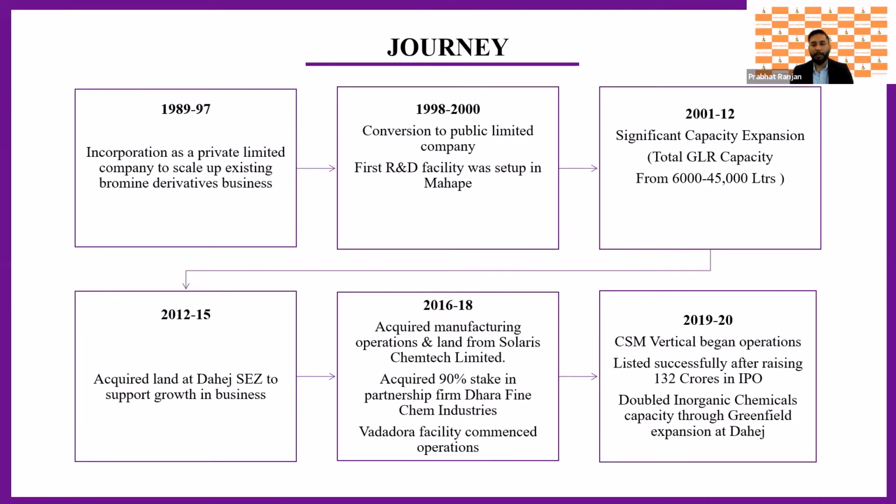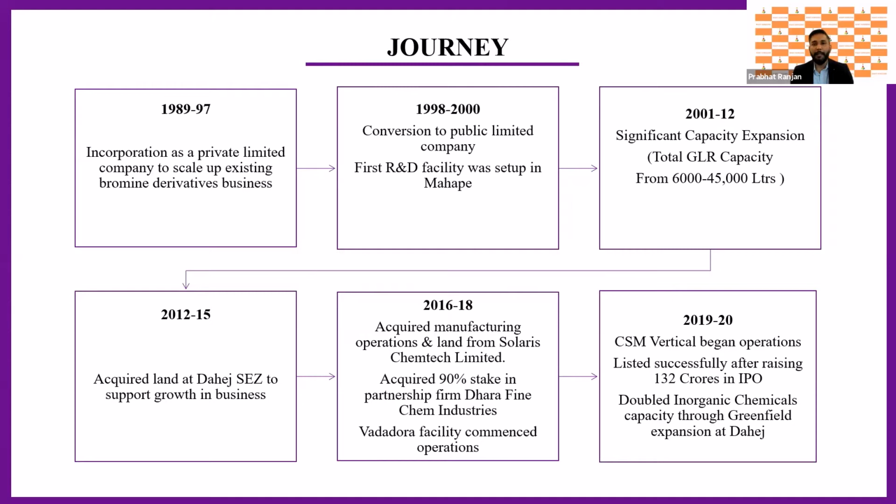Then between 2001 and 2012, because of all the importance the company put on the R&D side, a lot of molecules have been developed and formulated by the company. And if you look at the growth in those 10 to 12 odd years, the company grew its production capacity by 7 to 8x, right? The JLR capacity that was 6,000 has grown to 45,000 JLR. JLR is basically a unit used for measuring capacity on the specialty chemical side. These are glass line reactor liters. So that was the capacity enhanced by the company between 2001 and 2012.